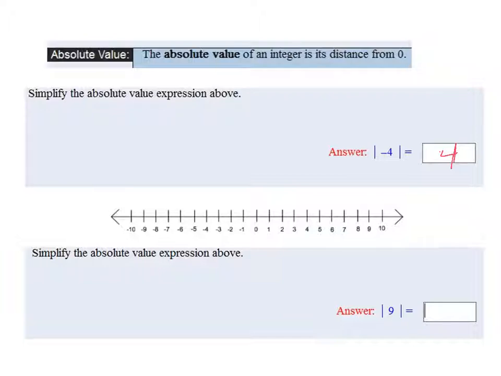Okay, let's do another one. The second one down here is the absolute value of 9. Well, I'm going to look at where 9 is on my number line. It's right here. And I want to count how many units that is from 0. 1, 2, 3, 4, 5, 6, 7, 8, 9 units from 0. All right, so that makes sense. The number 9 would be 9 units from 0. The number -4 is 4 units. It does not matter if it's positive or negative. The absolute value of a number is always going to end up positive.